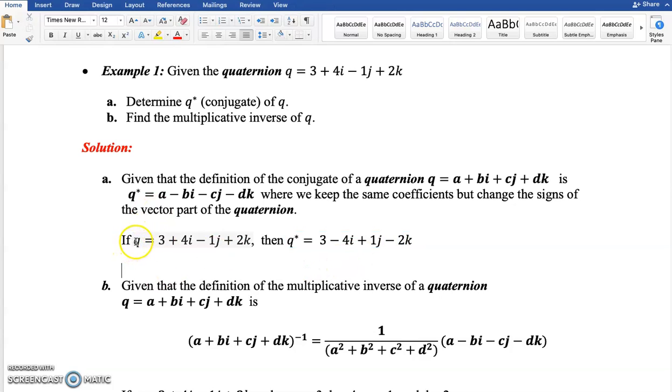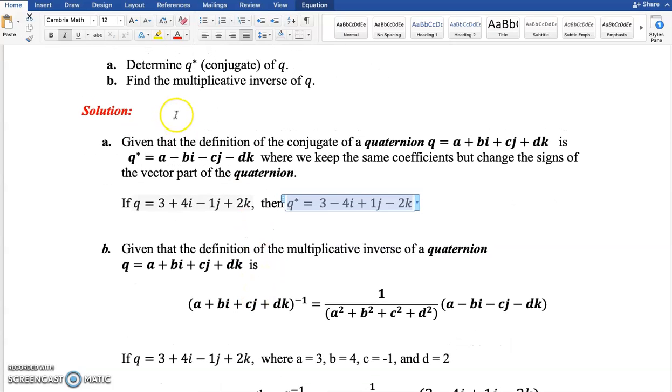So the conjugate of the quaternion 3 plus 4i minus 1j plus 2k is equal to 3 minus 4i plus 1j minus 2k. So we keep the same coefficients, but in the vector part of the quaternion, we multiply each of the coefficients by -1. So in this way, we obtain the conjugate of the quaternion.